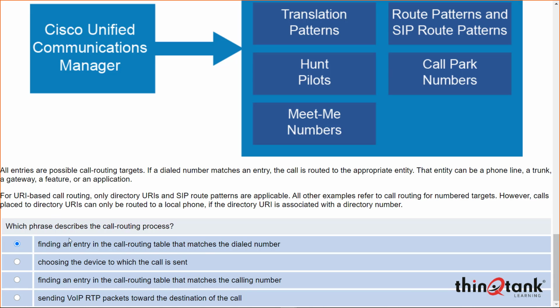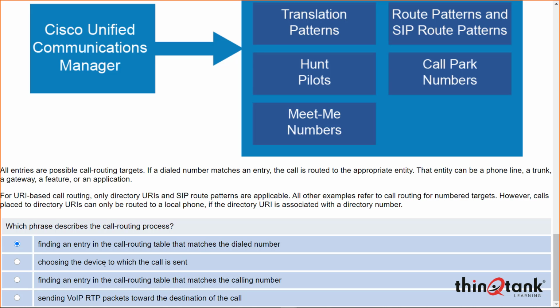It doesn't choose the device to which the call is sent. That is an element, I guess, of call routing, right? Is the phone going to ring, or are we going to send the call to a gateway? But that's just part of the call routing process. Finding an entry in the call routing table that matches the calling number? No, we don't route calls based on who is calling. We route calls based on what number was dialed.